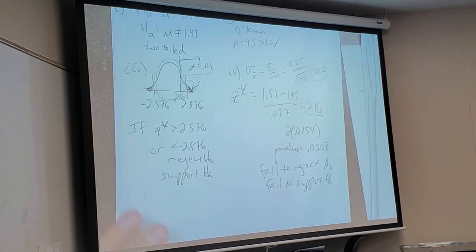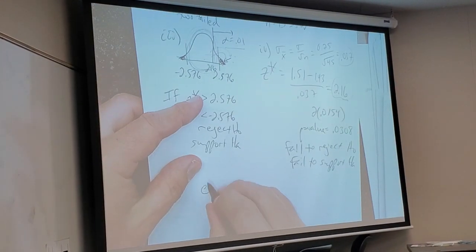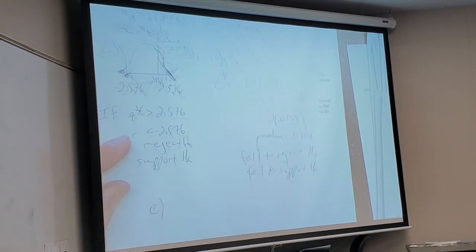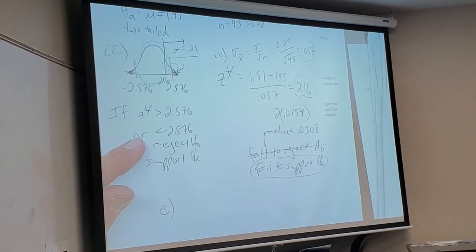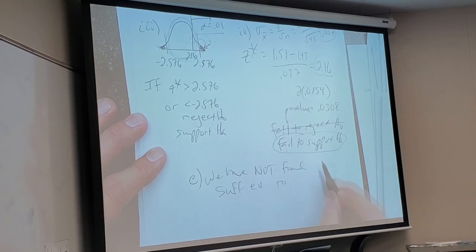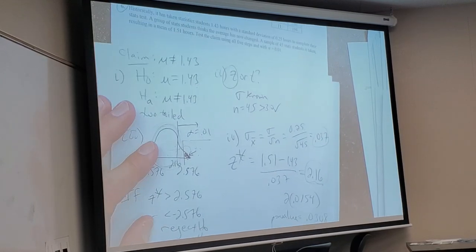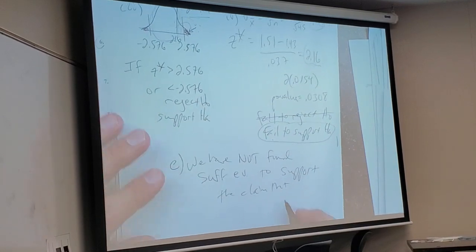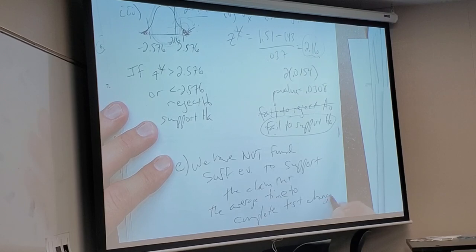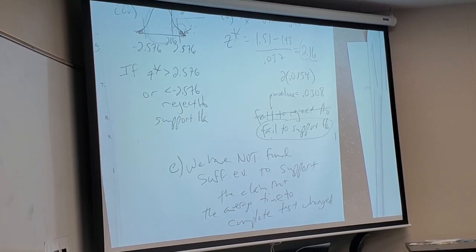Yes? Before I do that, what's the conclusion for this? What was the claim? Which one was the claim? The Ha. So therefore, I want to use this language, not that language, right? So we have not found sufficient evidence to support the claim that the average amount of time to complete the stats test has changed. And again, don't write that down. It's on the key. So, did I write it on the key? That'd be good.